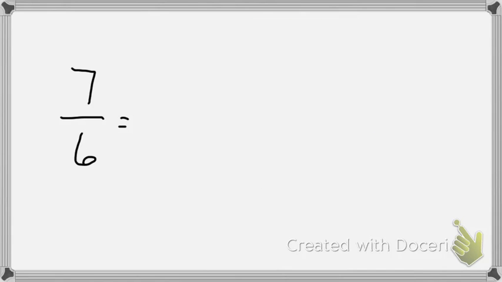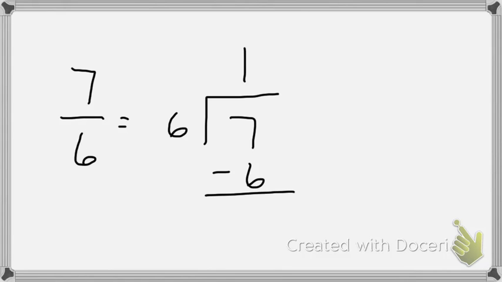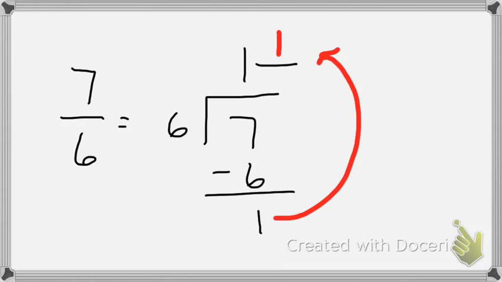Let's try 7/6. 7 is the numerator, 6 is the denominator. We have to divide 7 divided by 6. So the numerator is going to be called Jack, so remember Jack in the box. 6 into 7 goes 1 time. 7 minus 6 is 1. 1 is going to be my numerator, and my denominator stays the same, 1 and 1/6.